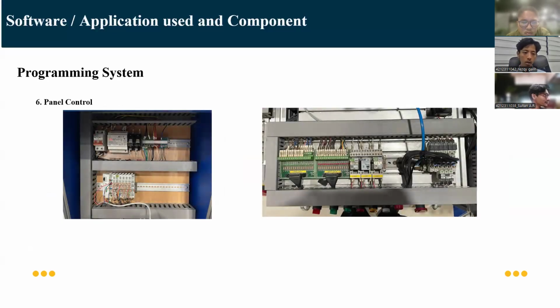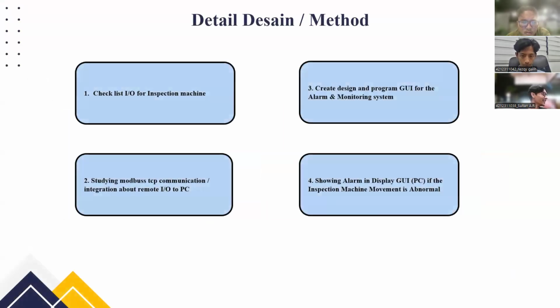Next, this one we have the panel control below the machine. This one I have MCB, timer, relay, terminal, and then Wago IO. Next.